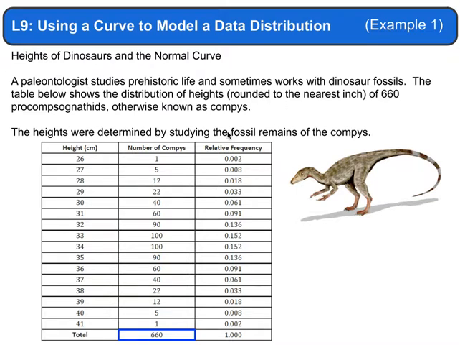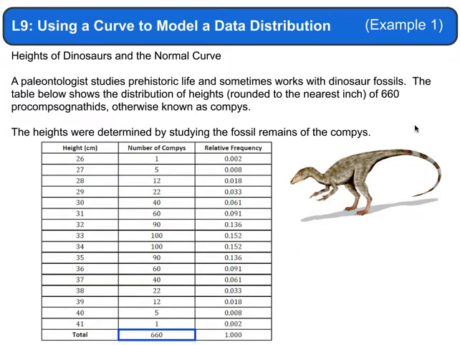So what do we see in this design? We see the different various heights that were measured, the number of compies that came in at such height, and then the relative frequency of each one. We note down here in the blue box, out of 660 total number of compies, and we use that to help us get our relative frequency each time. So 1 divided by 660 would be the 0.002. 5 divided by 660 would be the 0.008, such that if you did 660 divided by 660, you get 1.